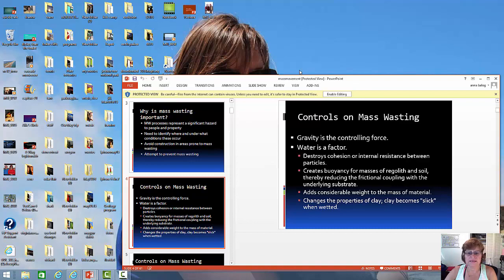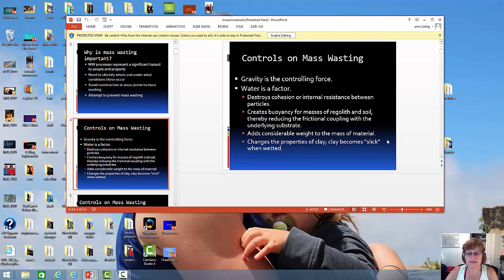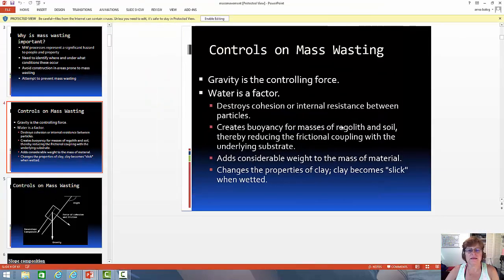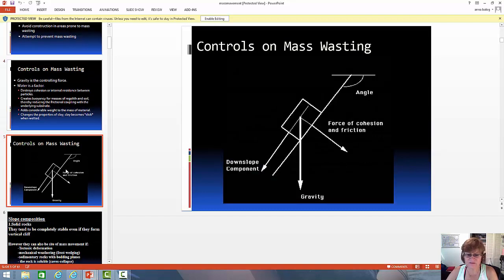I have opened all the chapters we're going to have the final on, starting with mass movement. This here shows you the slideshow on mass movement. I'm going to make it larger. And of course, you have to know the controlling factors. You know that gravity is the most important, but water is very important also. This is the figure right here. If I ask you, this is what you have to draw.